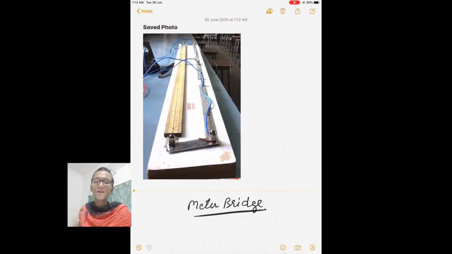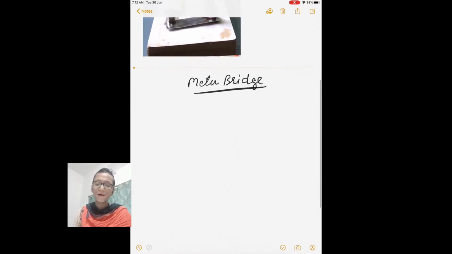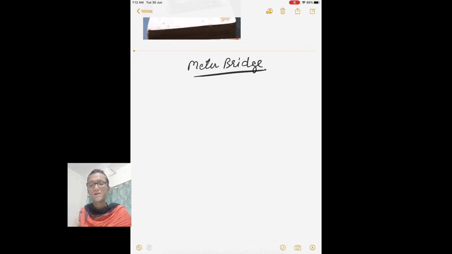Today we will be learning the meter bridge, and we will do some practical and find the value of an unknown resistance using this meter bridge. So let me first of all explain what the meter bridge is and how it works.